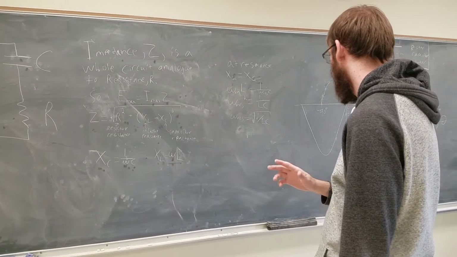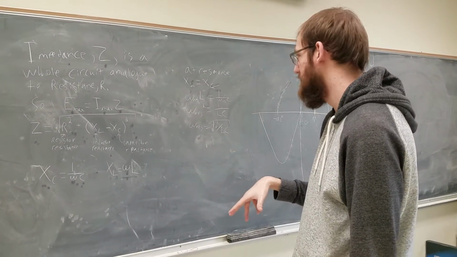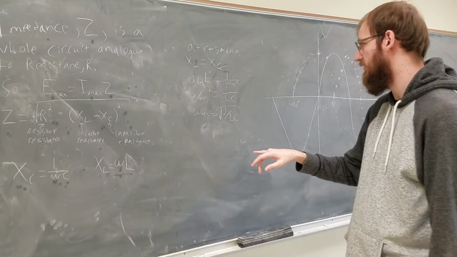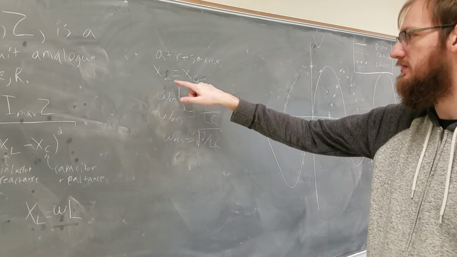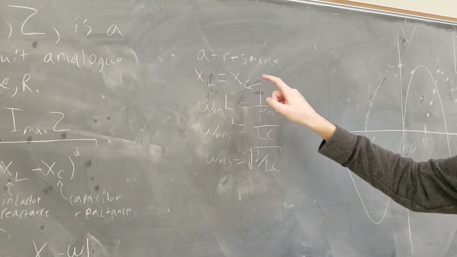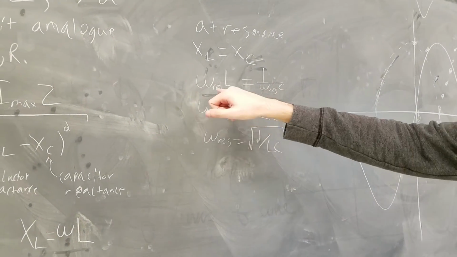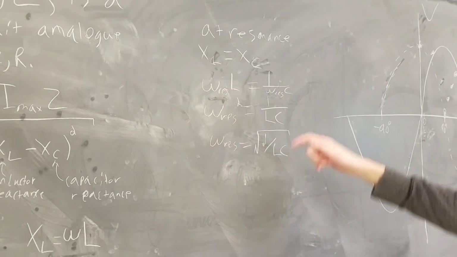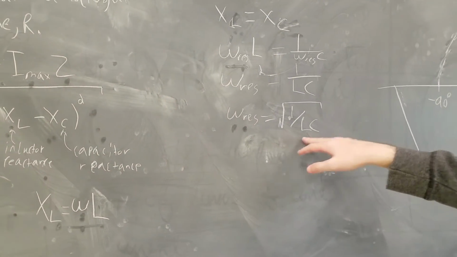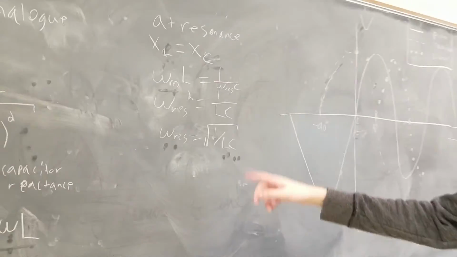So the big thing we're exploring with this lab is this idea of resonance, right? At resonance, the reactance of the inductor and the capacitor are equal. So we've got this omega res, the frequency of resonance. We can go through some very simple algebra, and we get that this resonance frequency is defined by the square root of 1 divided by the inductance times the capacitance.